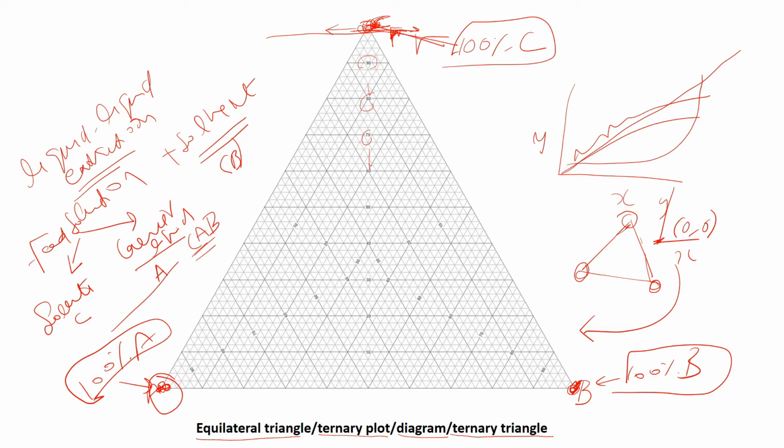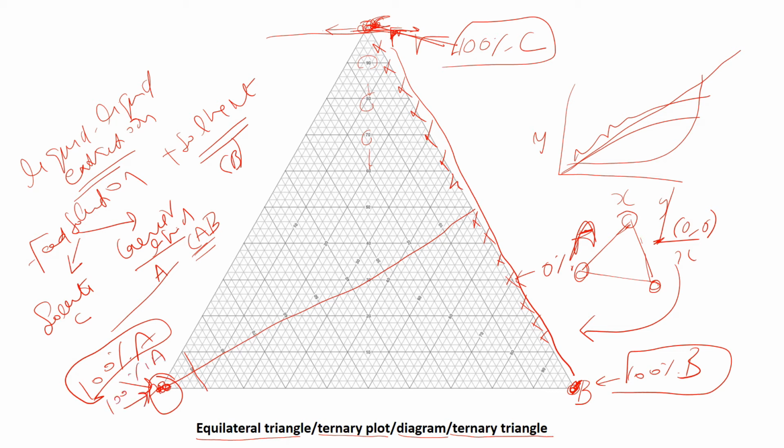It's 100% A, and then just draw a line. The exact opposite face of A, you can call this the base of the triangle. So any point on this line, any point on this line, it's going to be 0% of A. 0% of A, and then this line. So this tip is your 100% A. So just draw this line.